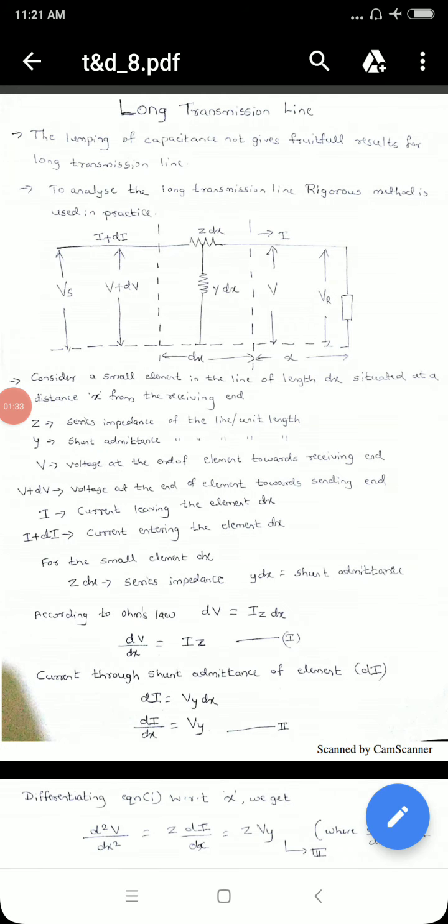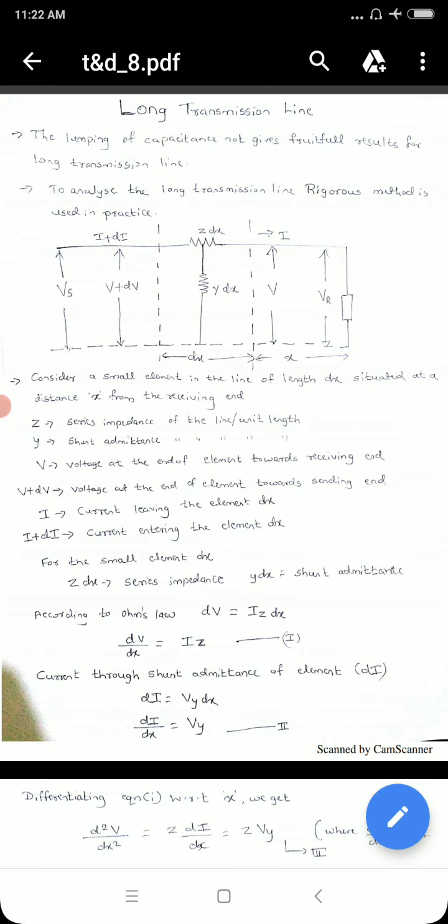Z is the series impedance of the line per unit length, Y is the shunt admittance of the line per unit length, V is the voltage at the end of the element towards the receiving end, V plus dV is the voltage at the end of the element towards the sending end, I is the current leaving the element dx, and I plus dI is the current entering the element dx. For the small element dx, Z dx is the series impedance and Y dx is the shunt admittance.